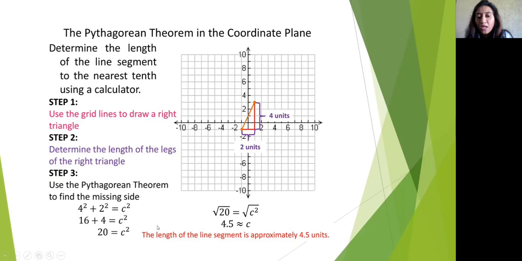But we want only the hypotenuse length, so we will take the square root on both sides. So that is square root 20 equals c, which is approximately 4.5. So the length of the line segment is approximately 4.5 centimeters. Students, here we have used this coordinate plane and the Pythagorean theorem. Now, using the same thing, we will derive the distance formula for the coordinate system.